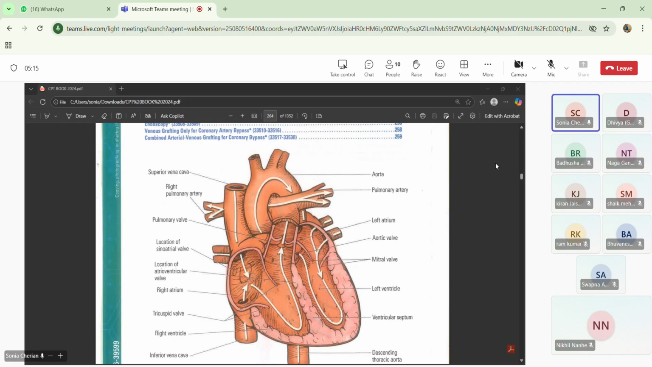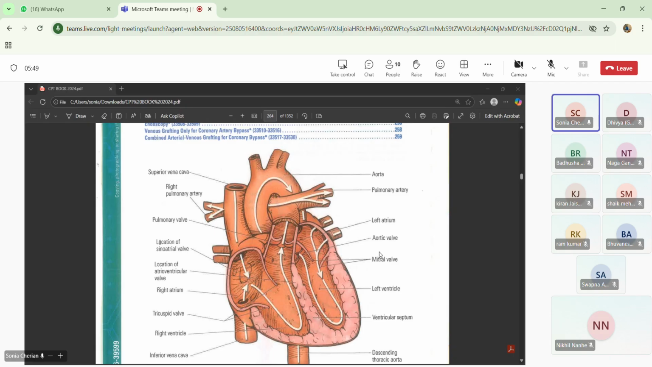The circumflex supplies blood to the left atrium and the back of the left ventricle, and the LAD, the left anterior descending artery, supplies blood to the left ventricle and the front of the septum. Then we have the right coronary artery. This supplies blood to the right atrium, right ventricle, and also the back of the septum. So this you should be knowing. So what is the function? How does it function?